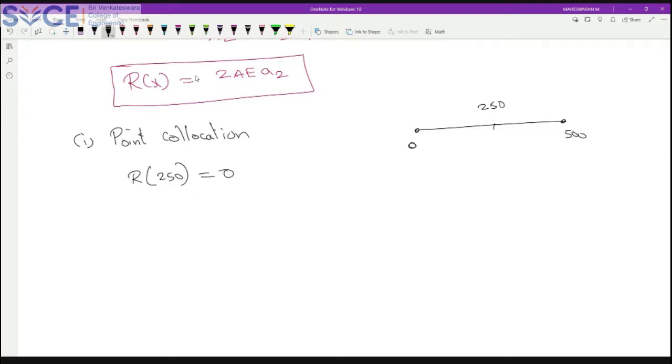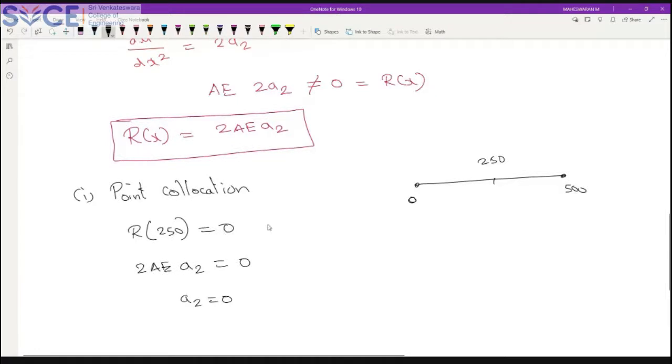So instead of x, I have to put 250. You don't have x here, which means I will directly write 2AE a2 is equal to 0. There is no other term, which means I can say that a2 is 0. So what I achieve is my a2 is 0.